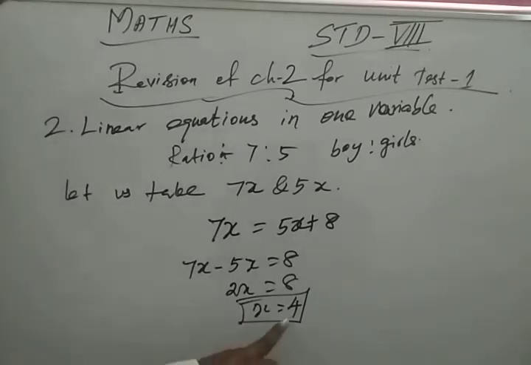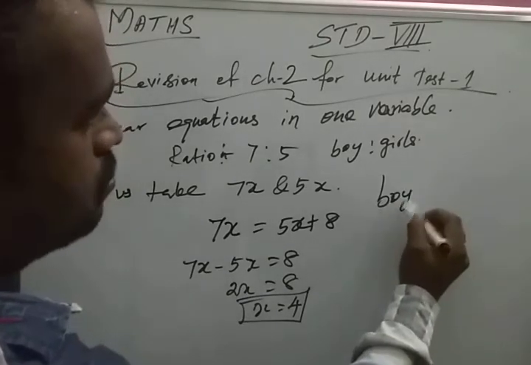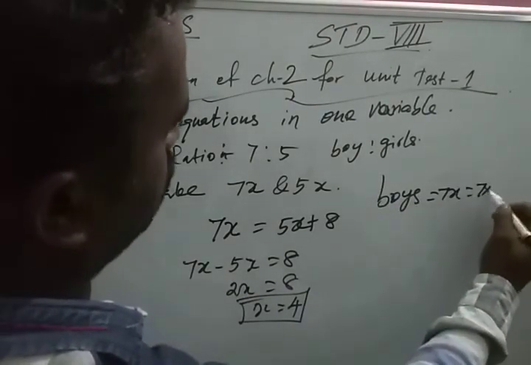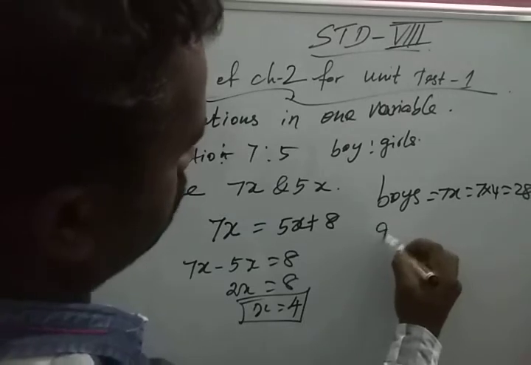If the value of x is equal to 4, then we have to find the number of boys. We have taken 7x, so 7 into 4 is equal to 28 boys. Then girls.